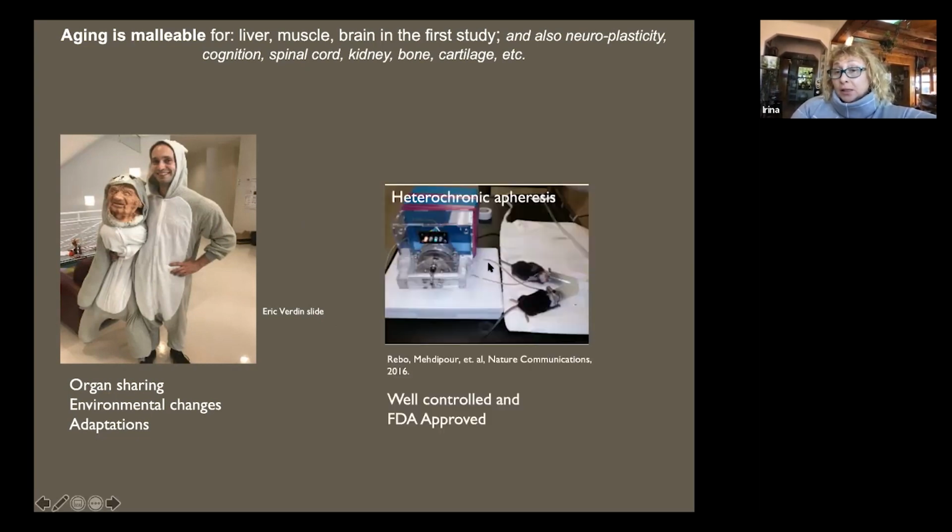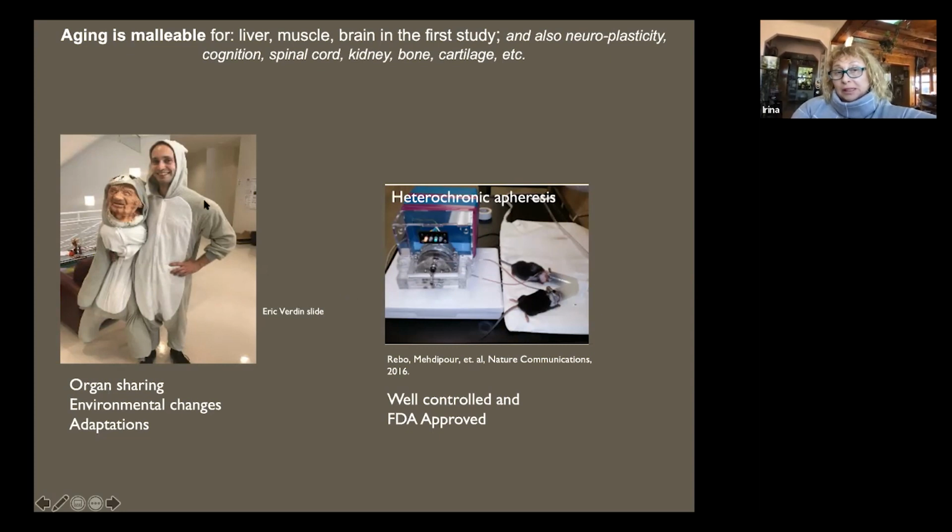And to make the system better controlled, we developed this small animal blood exchange procedure and apparatus where we exchange only blood, so the mice are not physically connected to each other. And this procedure takes about half an hour, and then they recover, and we can see what happens to their organs and tissues, whether they are younger or older.